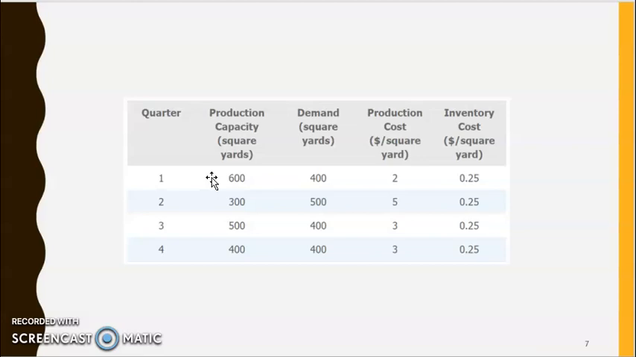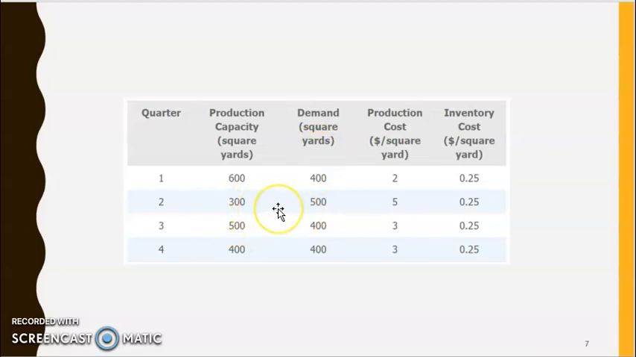When they manufacture that much, in the second quarter the demand is 500, and you see they cannot fulfill the demand because the production capacity in quarter 2 is only 300, but the demand is 500. So how are they going to consider that?